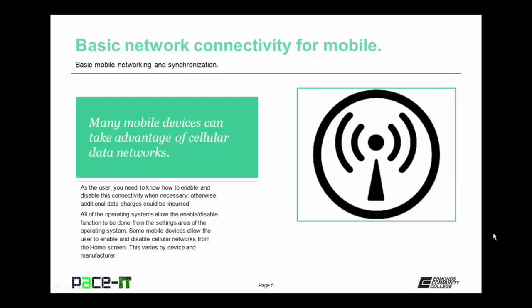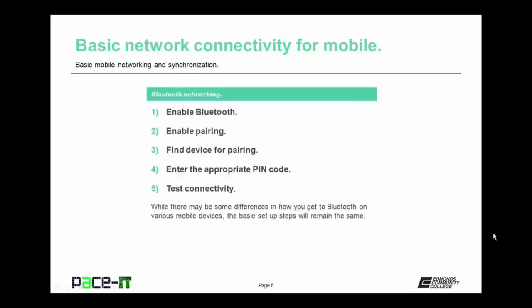All of the operating systems that have cellular connections allow for the enable and disable function to be done from the settings area of the operating system. Some mobile devices also allow the user to enable or disable cellular networks from their home screen. Check with your documentation for the correct process for your mobile device.